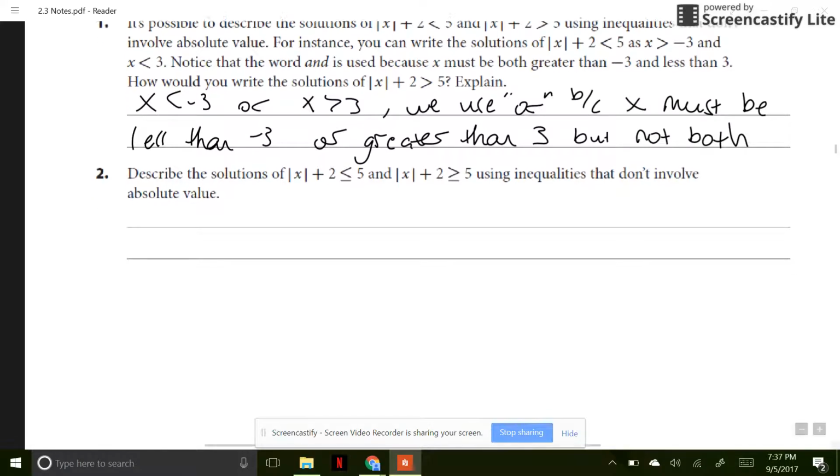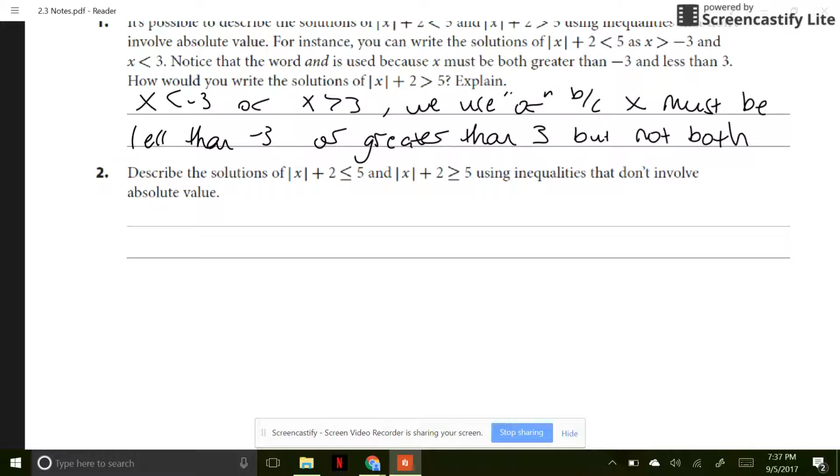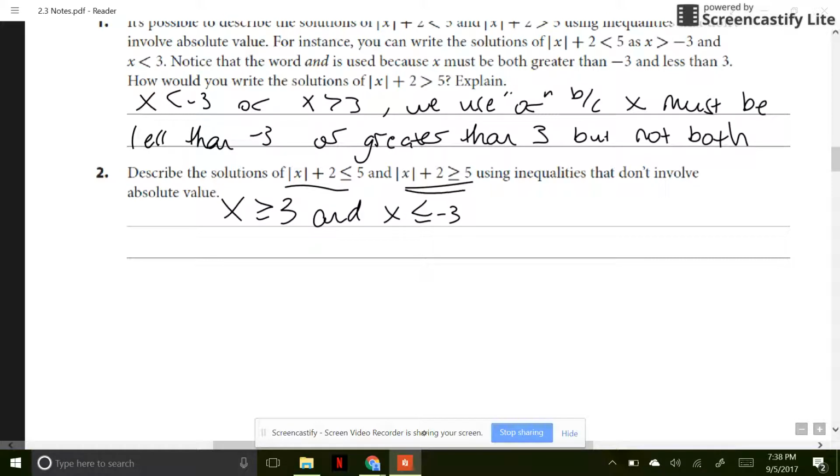So similarly, we can describe the solutions, this time we're saying less than or equal to 5 and greater than or equal to 5, as inequalities that don't involve absolute value. So all we'll do is change those values we had before. For the first inequality here, we'd say x is greater than or equal to -3 and x is less than or equal to 3. And then with our second inequality, we would say x is less than or equal to -3 or x is greater than or equal to 3.